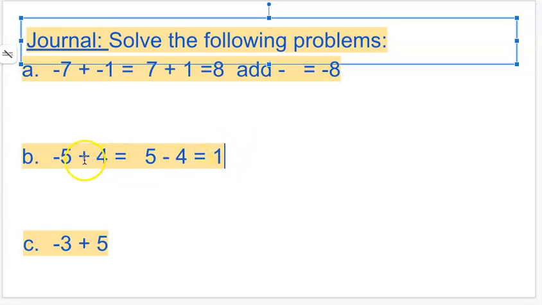And then we're going to take the sign of whichever number is bigger. 5 is a bigger number and it's negative, so we're going to put a negative in our answer.